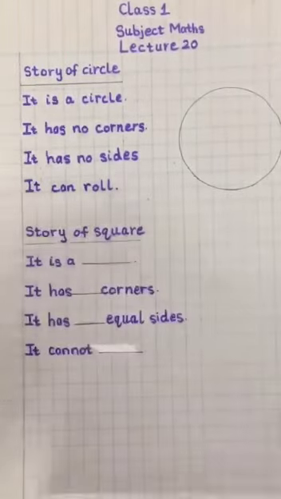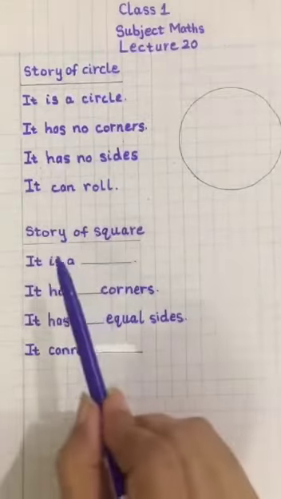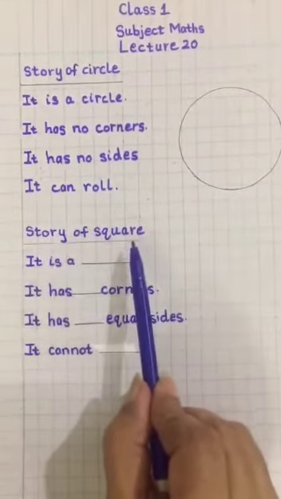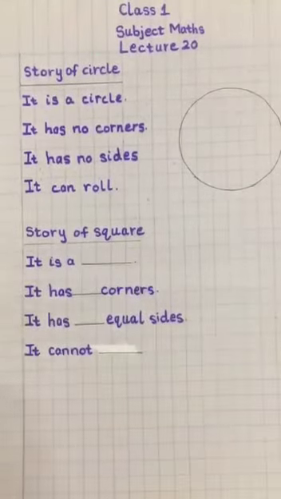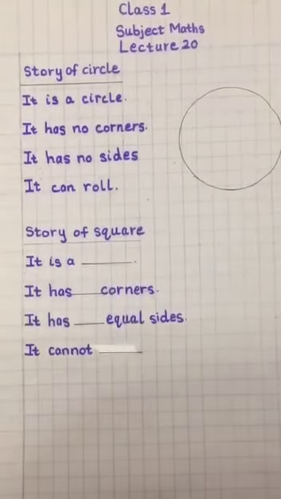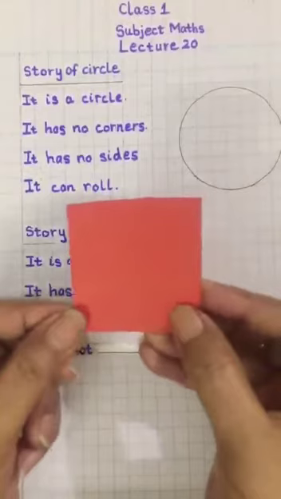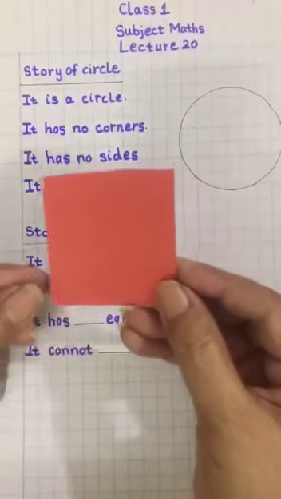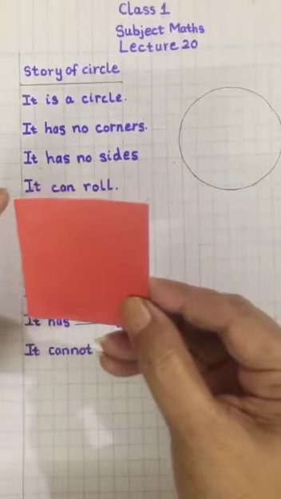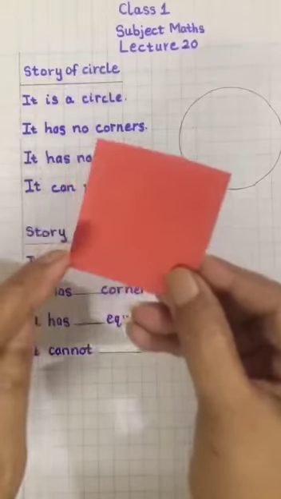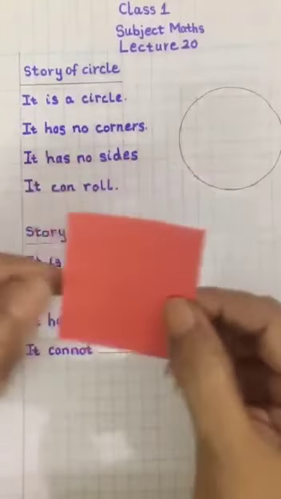Next, this is your homework. Story of square. So I will show you. This is a square. It has 4 corners. 1, 2, 3, 4.